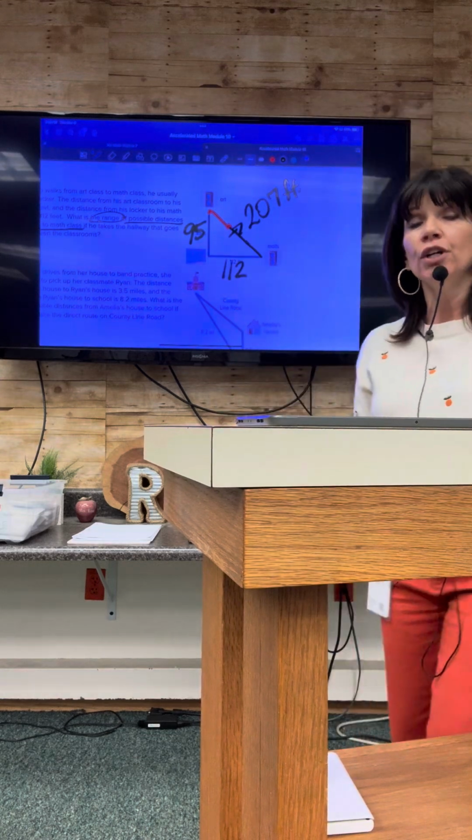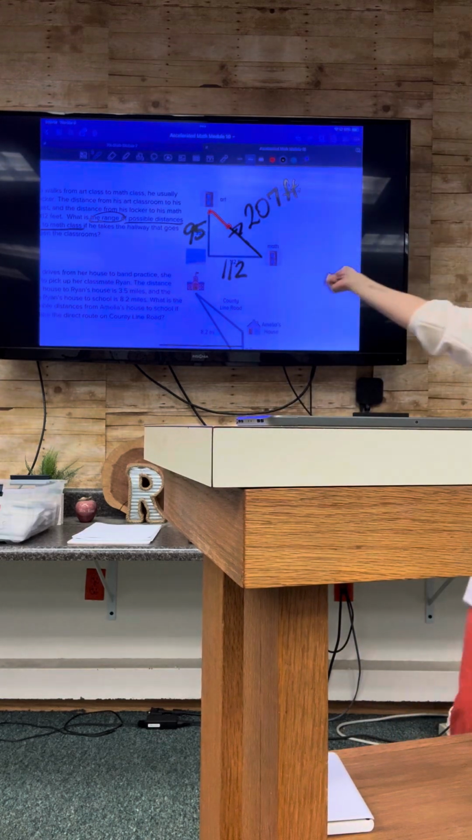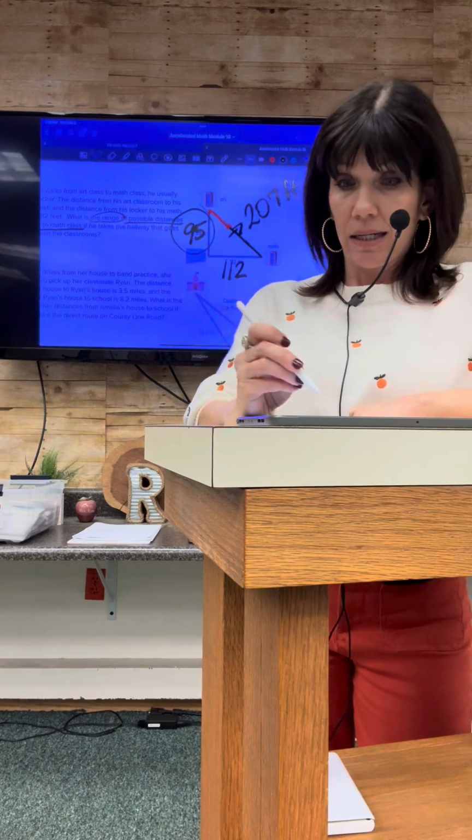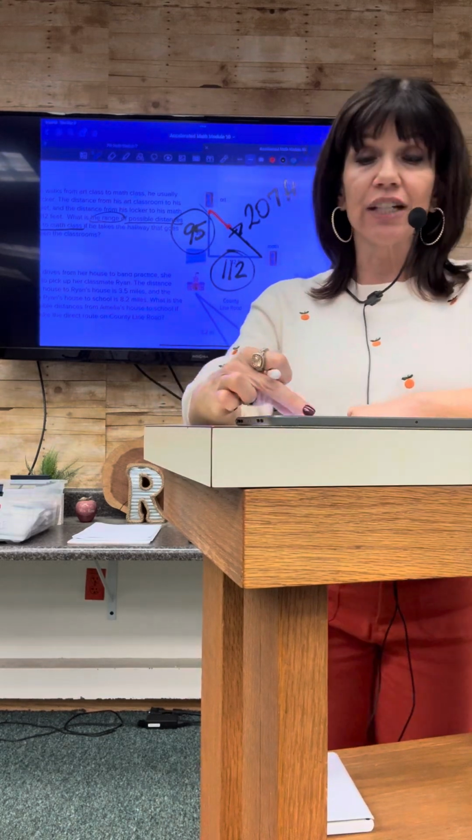So if 207 is one of our potential sides, if this side is 95 and this side is 112, do we agree that 207 is the longest side of them all? Yes. Okay, so what are we going to do? We're going to add plus 112. Let's do that right now and see what we get. 95 plus 112 equaling, okay, you're correct, equaling 207.